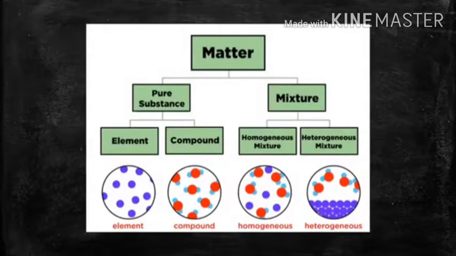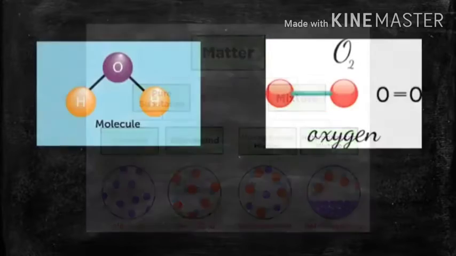Now we will see the classification of matter. Matter is classified into pure substances and mixtures. Pure substances are elements and compounds, and mixtures are homogeneous mixtures and heterogeneous mixtures. Elements, compounds, and homogeneous and heterogeneous mixtures are shown in the figure you can see on your screen. In elements, the atoms are scattered differently, but in a compound they combine together.